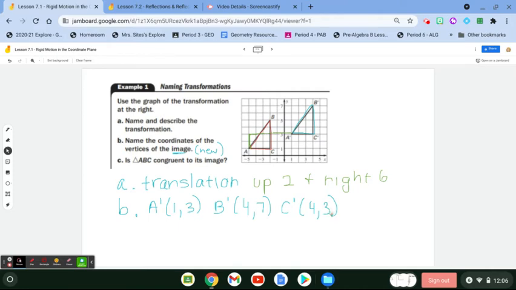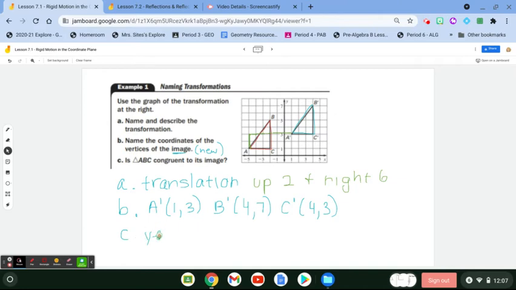Finally, when we take a look at part C, is triangle ABC congruent to its image? You're going to find that when we have any type of translation, rotation, or reflection, yes, it would be congruent to its original image. That would mean if I picked up the A prime, B prime, C prime triangle and put it right on top of the red triangle, it's going to be exactly the same size and shape. So we're going to say yes.